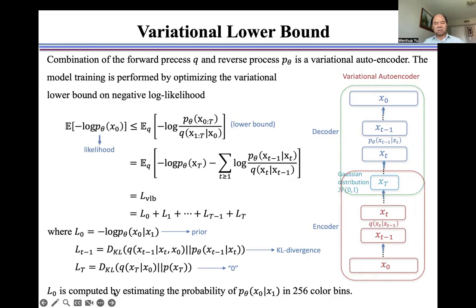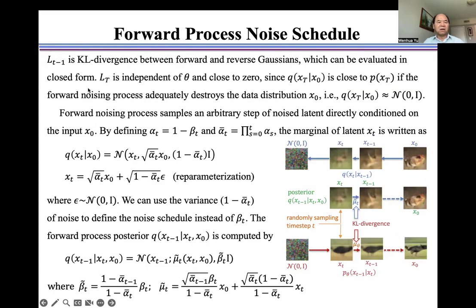L0 is computed by estimating the probability of P theta into 256 color bins. LT minus 1 is a KL divergence between forward and reverse Gaussians, which can be estimated in closed form. LT is independent of theta and close to 0, since Q is close to P if a forward noising process adequately denoises the data distribution X0.